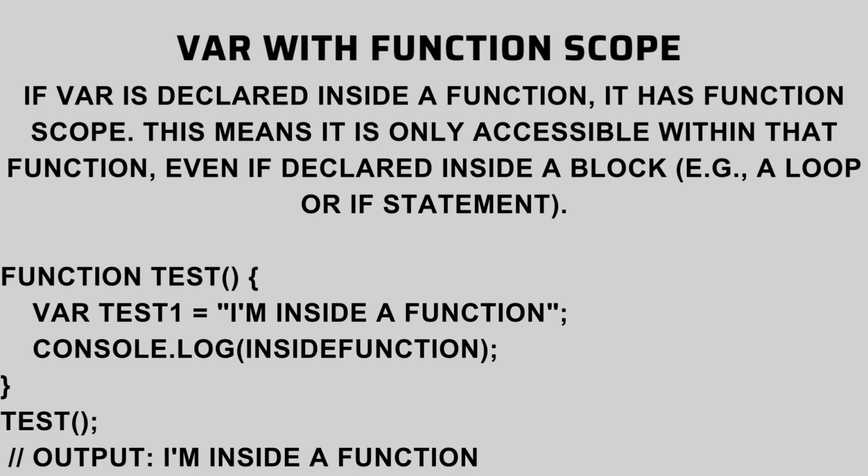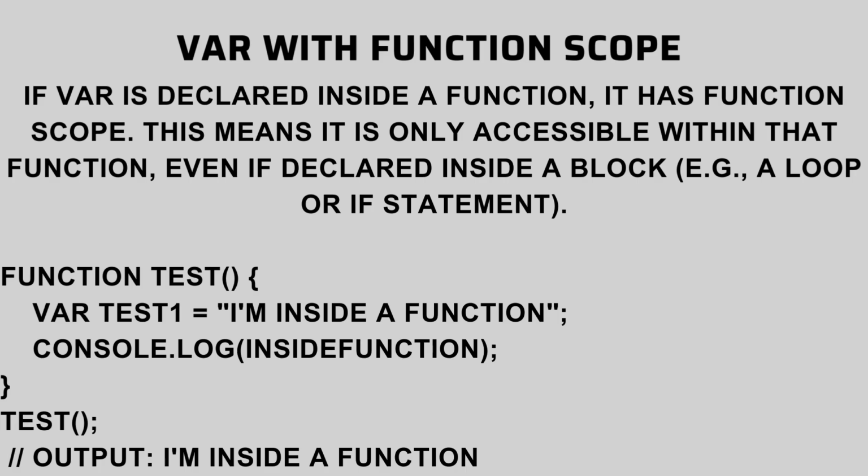If var is declared inside a function, it has function scope. This means it is only accessible within that function, even if declared inside a block. Example, a loop or an if statement. This var test1 is having a function scope.